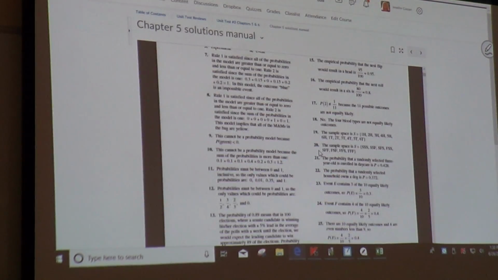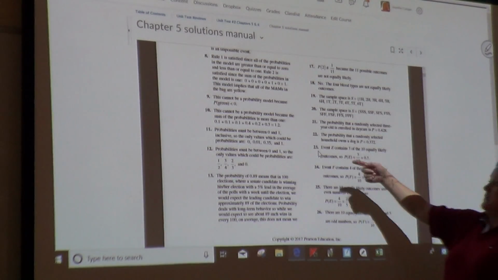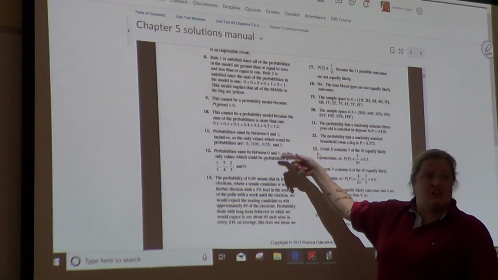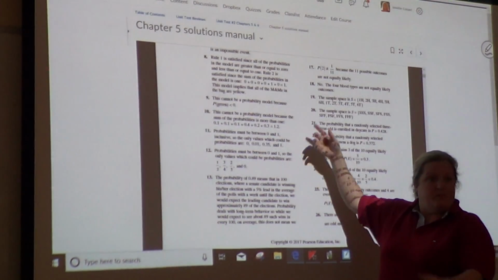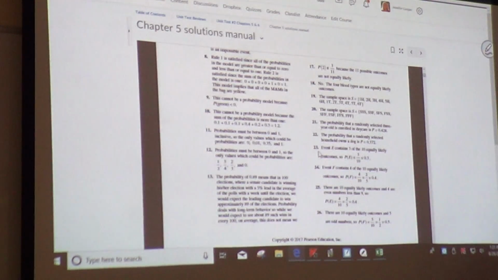So if it's a 5.1 problem, you look up and just check your answers. If it's a 5.2 problem, check your answers. Does that make sense?